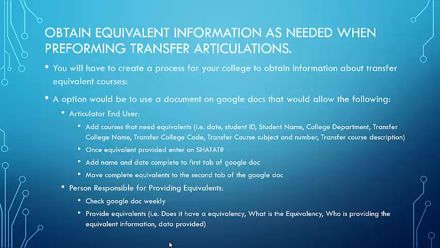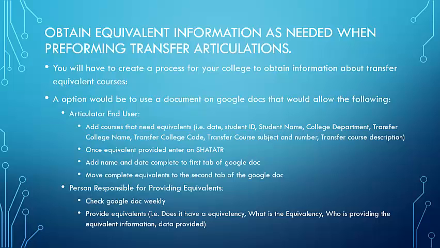You will have to create a process for your college to obtain information about transfer equivalent courses. So if an end user is entering in transfer work for an individual student and they see that an equivalent has not been built, then you have to have a process in place for that end user to request that information from the person at your college who would be responsible for providing the equivalent information, so that the end user could then enter that data into INB Banner and finish the articulation for the student.